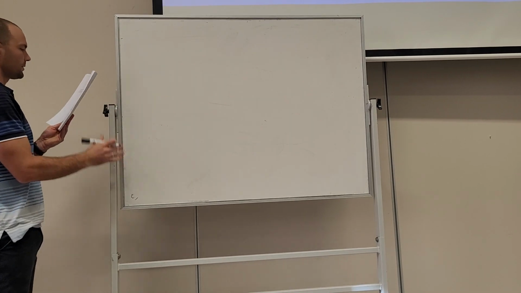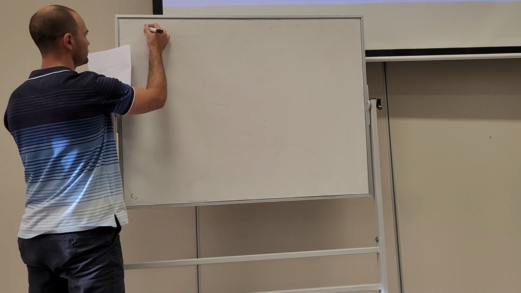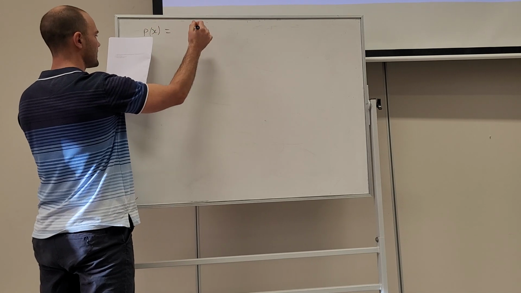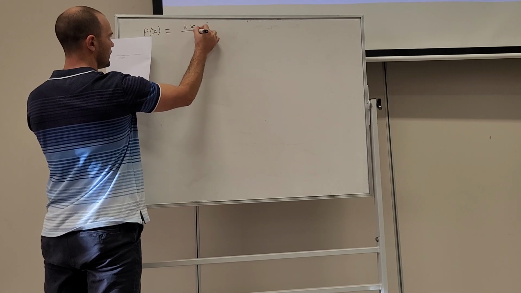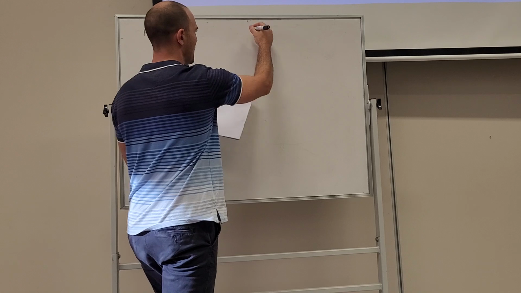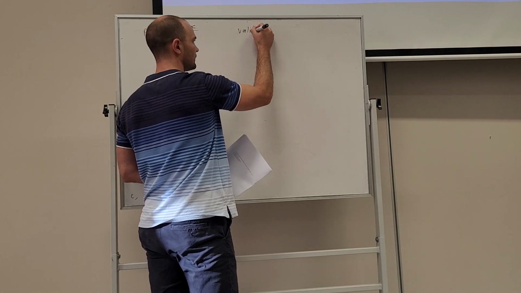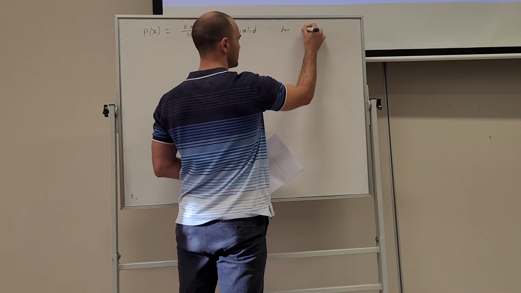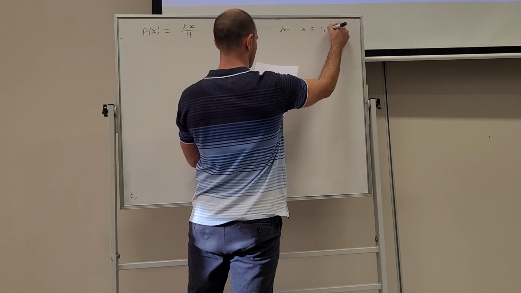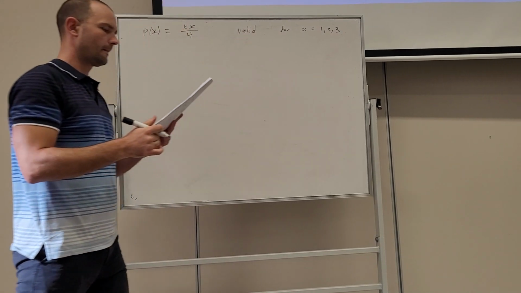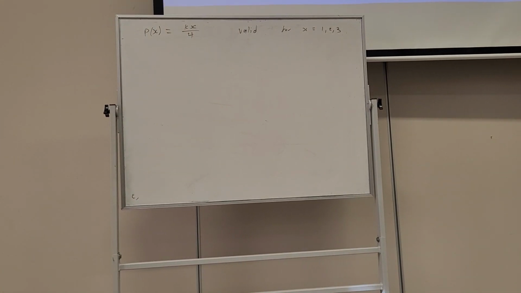Okay, so we have a probability distribution function. Sometimes it'll be a table, sometimes it'll be a function. Kx on top of 4, and we're told it's valid for x is 1, 2, and 3. Okay, find the value of k.